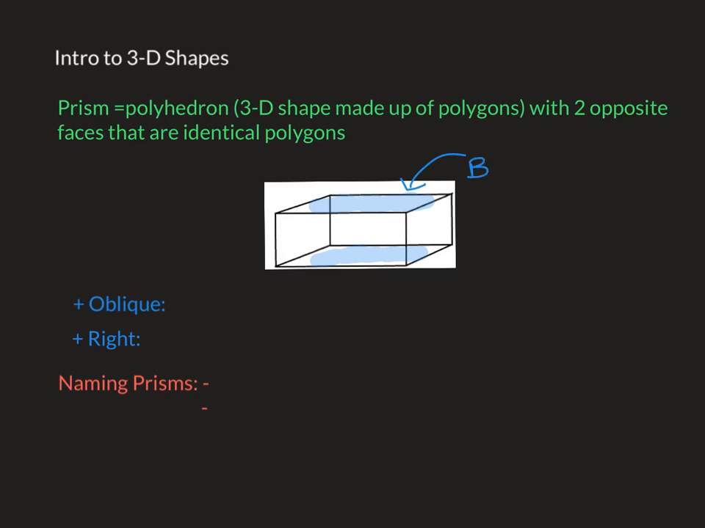I'll write this here in blue, so we'll color code. If these are the bases, then what are the other faces? Well, since those are upright, all going up and down, they actually have a special name as well. These here are called lateral faces. Lateral actually means side, so these faces are on the side of our prism. Notice, because the two opposite faces will always be identical polygons, the lateral faces should always be parallelograms.